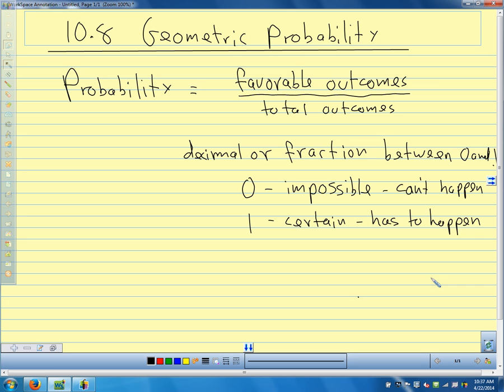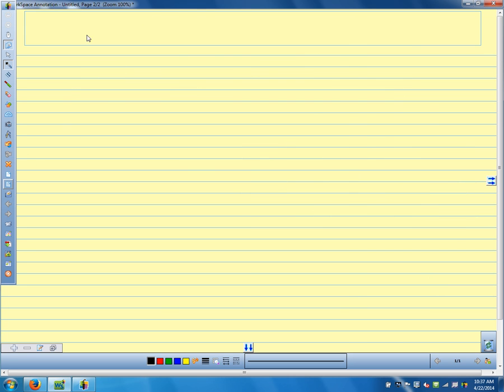All right, so we're going to talk about probability in the middle of the area unit. We're going to talk about how we use length to figure out probability, and how we use area to figure out probability. That's what this whole section is about. So let's look at length.